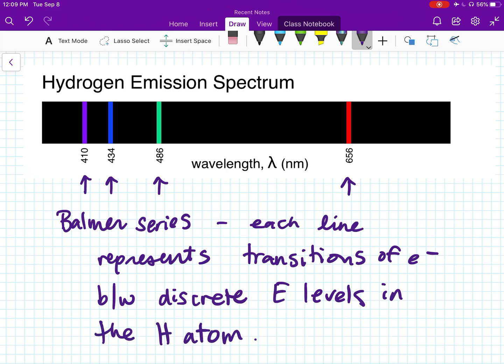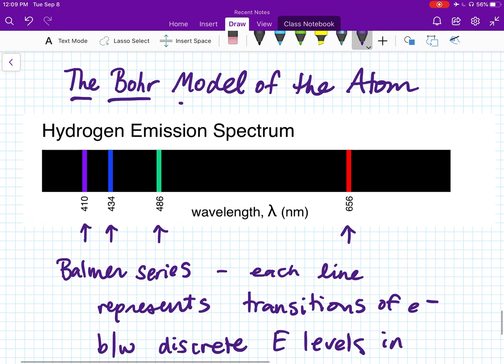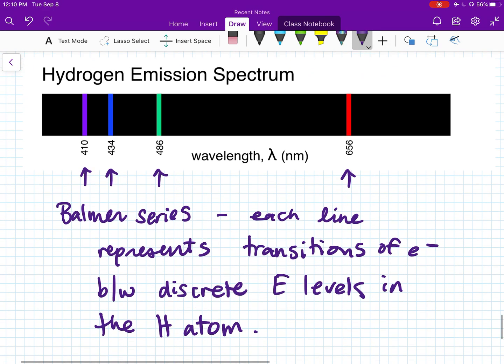So we can use this hydrogen emission spectrum as a jumping off point for the next major topic in chapter 2, which is the Bohr model of the atom. The Balmer series, the hydrogen emission spectrum, tells us that only certain energies, only these discrete delta E's, are allowed for the electrons in the hydrogen atom. Otherwise, we would see just a continuous rainbow with all the colors bleeding into each other instead of these four discrete lines in the Balmer series.